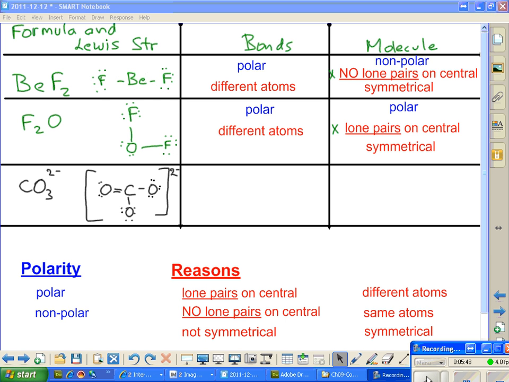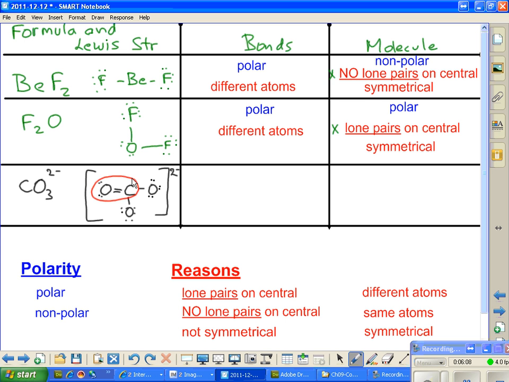Okay, the last example on my little chart here is carbon trioxide, the ion, CO3, also called the carbonate ion, is a common name. And as we look at the Lewis structure, we could look at either this bonding pair, or we could also look at this bonding pair. Oops, not that. Yeah, I did that a little bit wrong.